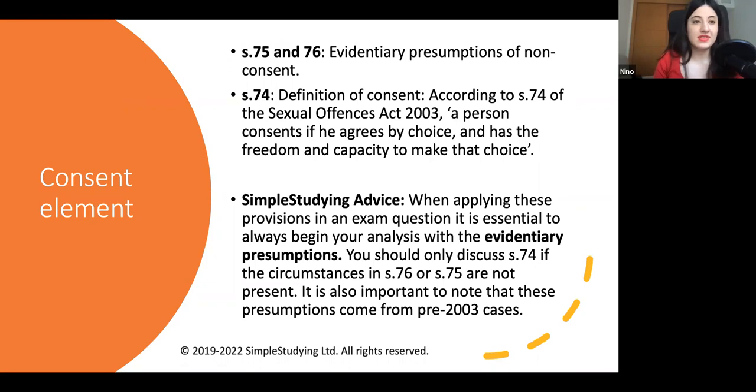Section 74 is a general definition of consent. According to section 74, Sexual Offences Act 2003, a person consents if he agrees by choice and has the freedom and capacity to make that choice. You need to then apply this to the facts of the case and discuss if the party you're advising consented to the sexual act and did it by choice.